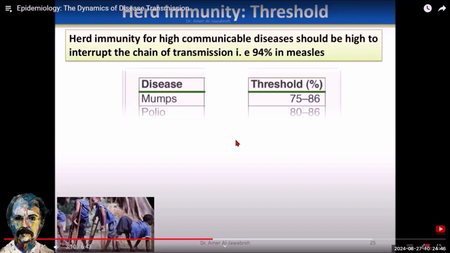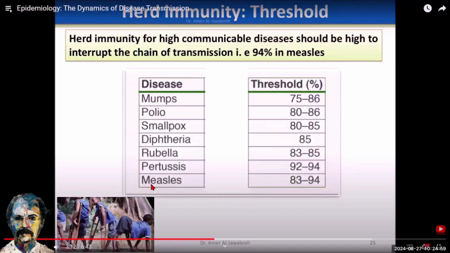After 180 milligram of glucose in blood, then you will see it in urine. So threshold is a point after which something happens. Yes. So look at these here. Start with measles down here, 83 to 94. So the higher the infectious, the more transmissible the disease is, yes, you need higher coverage.